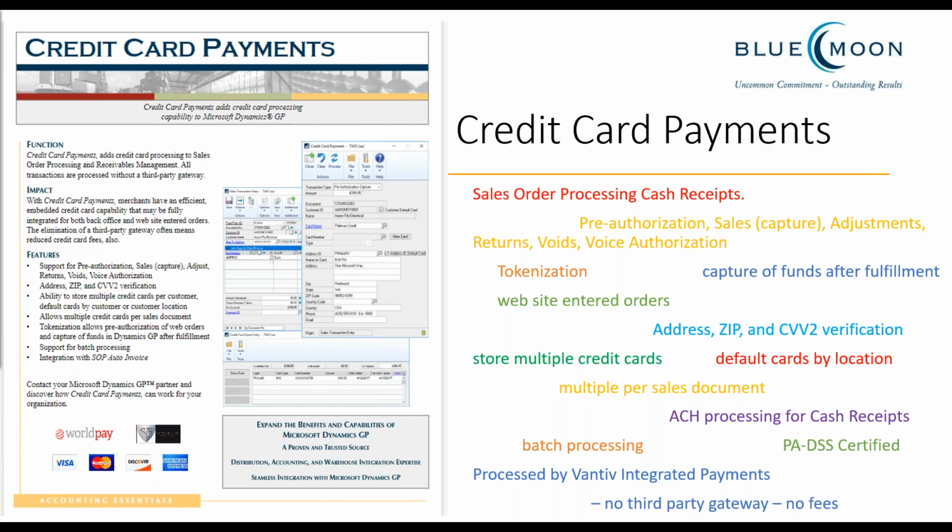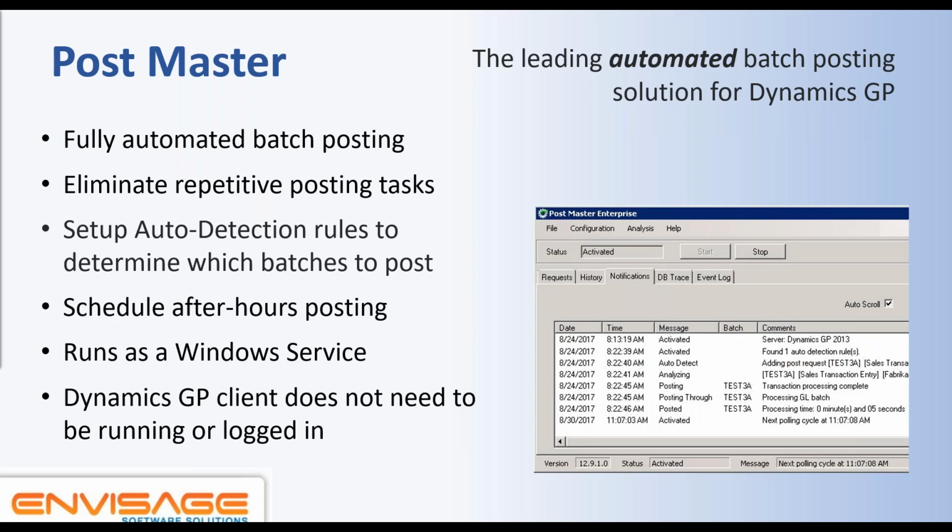Now there's a feature called payment by statement. This allows payments for on-account customers. And you know that 2 to 5% you get charged every time you take a credit card payment? Well, because of this design, it's being processed by Vantiv integrated payments, which means there's no third-party gateway, no fees, and costing you less. So that's credit card payments by Bluemoon. Love this product, it just happens.